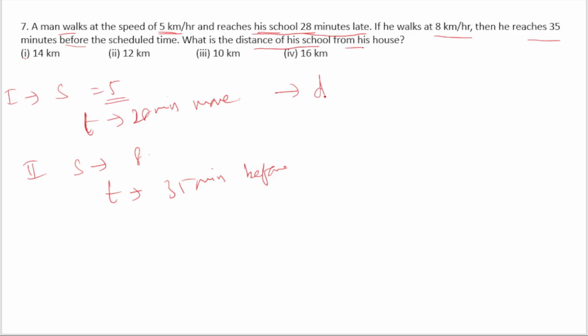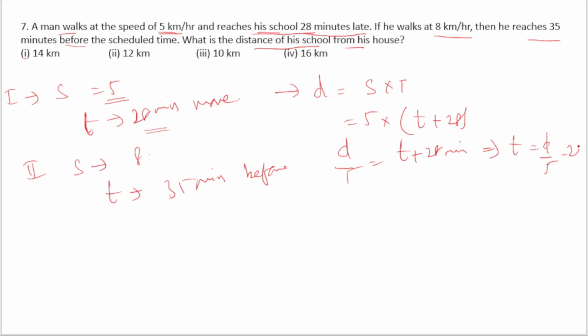In the first case, what is the distance here? Distance is equal to speed into time. So speed is equal to 5 into time taken is 28 minutes more. So here time plus 28. This is equal to distance. If you simplify, we'll get D by 5 is equal to T plus 28 minutes. This implies T is equal to D by 5 minus 28 minutes.